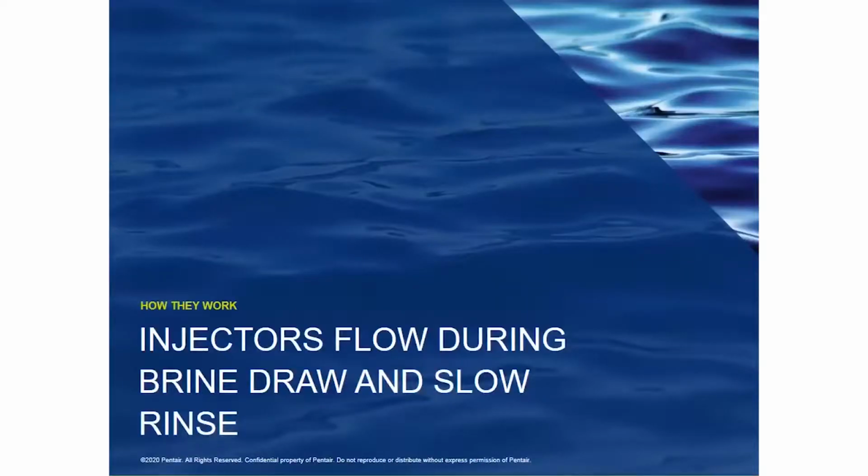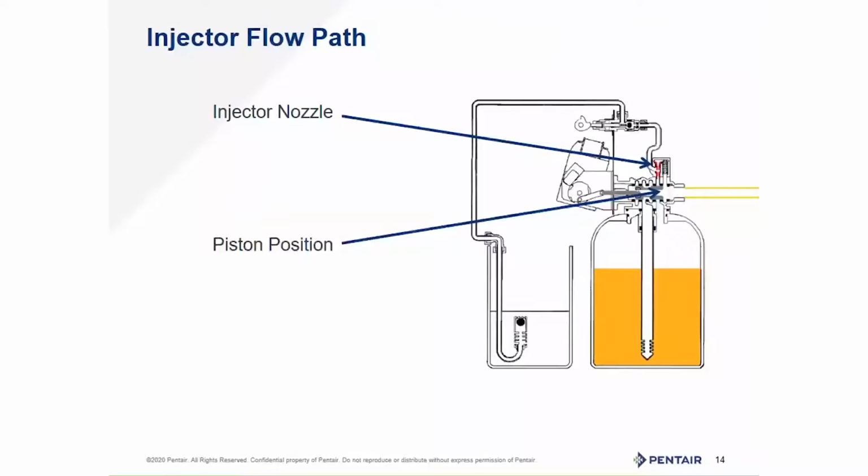So injectors flow during brine draw and slow rinse. What's going on here? Because if you look at the back of our manuals for any of our valves, you're going to see charts about injector flow. You're going to see injector flow, brine draw, and total flow within those charts. So that's going to allow you to tell what pressure, what flow and draw you're getting in multiple stages of it being used. And we'll go through it here in just a second.